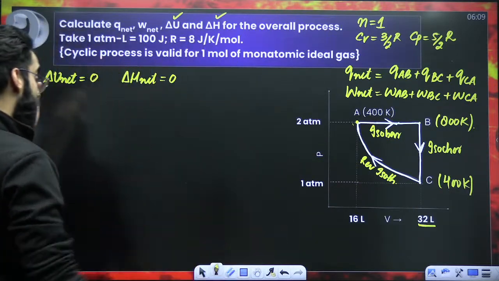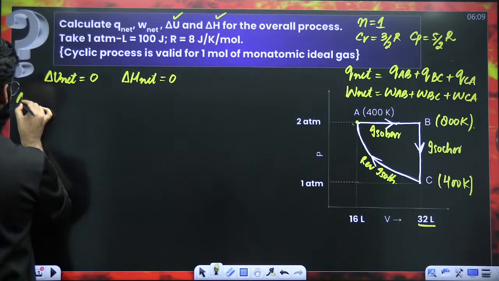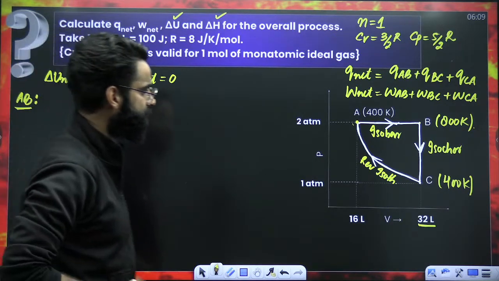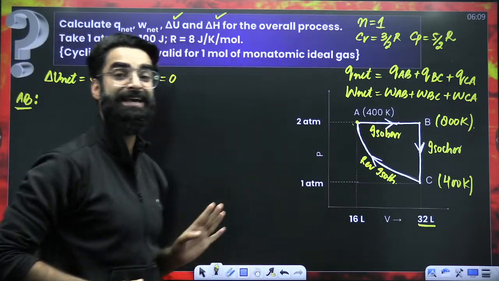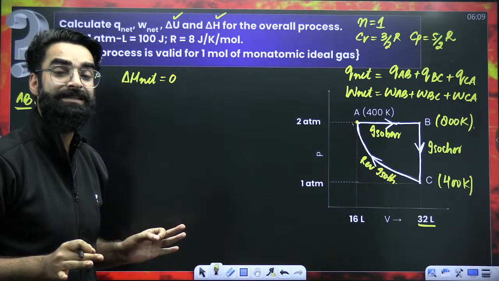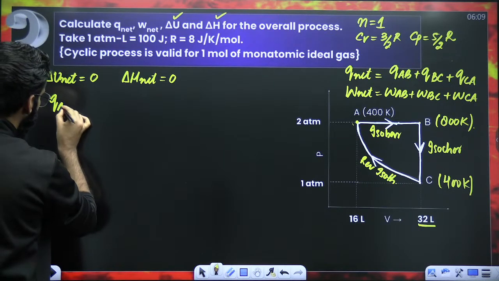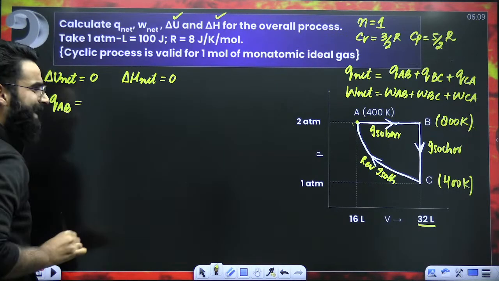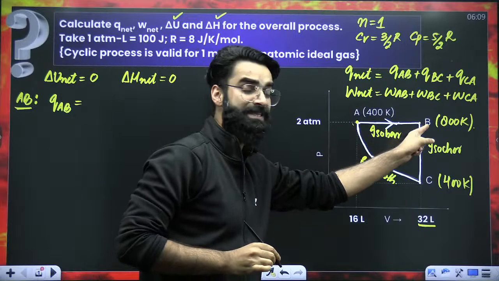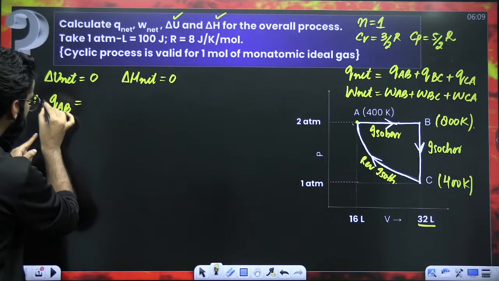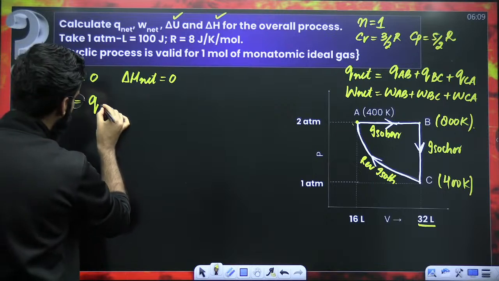Okay. Now, dear students, let's try to analyze all these processes one by one. First of all, talking about the process AB. The AB process is isobaric. The amount of heat absorbed or released during the process AB is QAB. But in the AB process, pressure is remaining constant, right? So the heat absorbed or released during AB will be equal to QP basically.